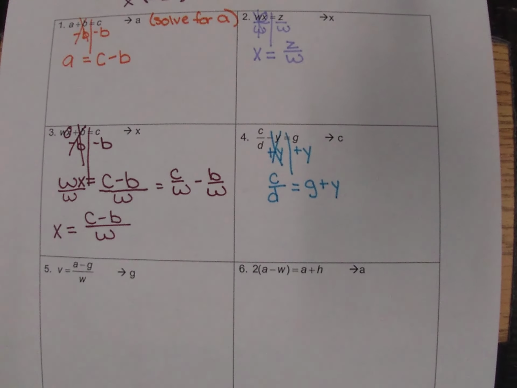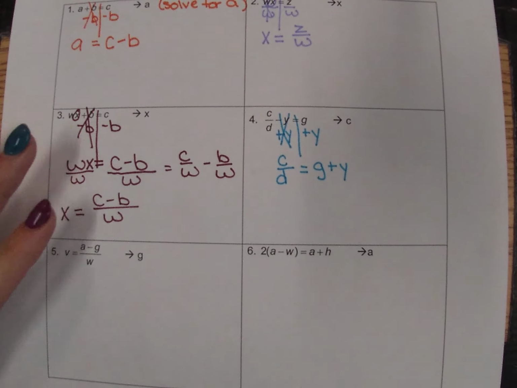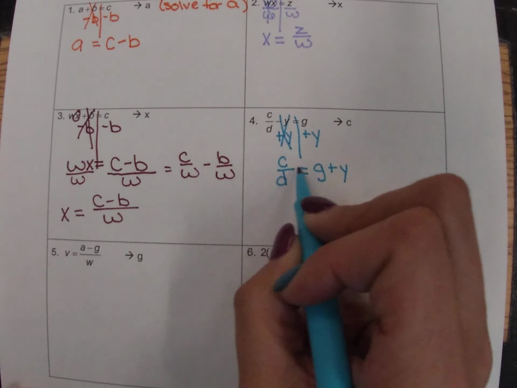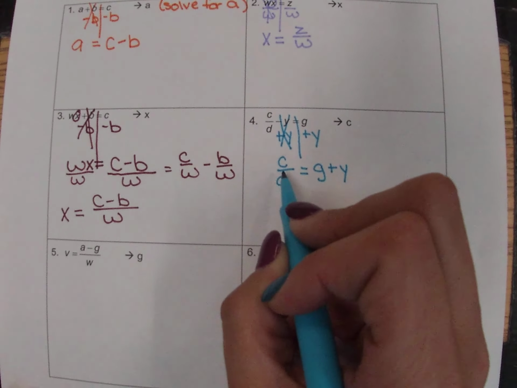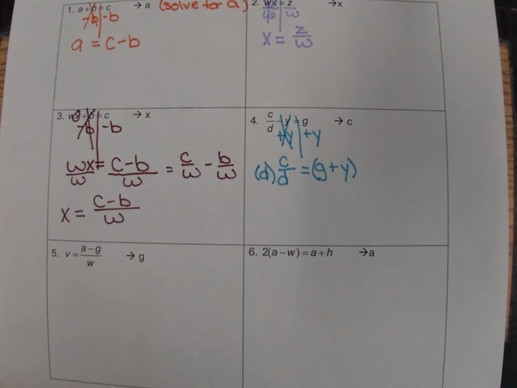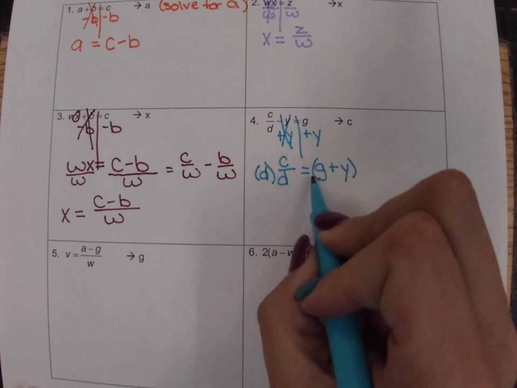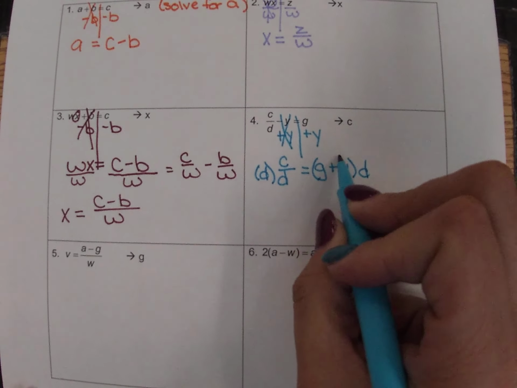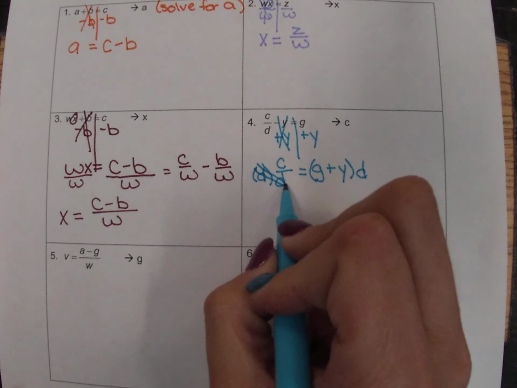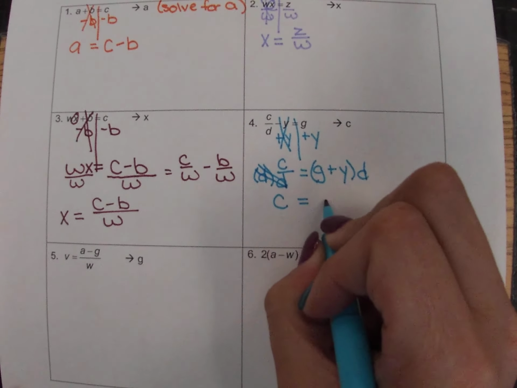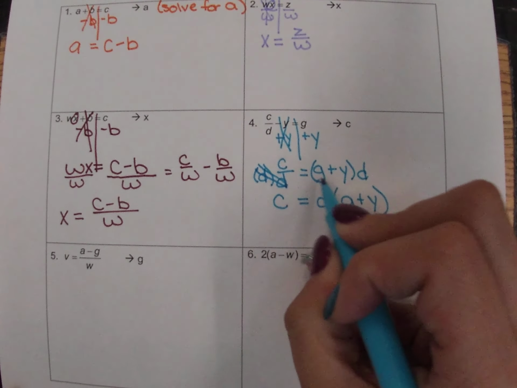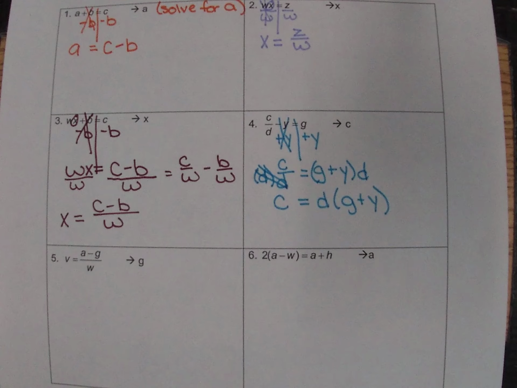But we're not done yet because c is not by itself. So to get c by itself, we need to move the d. The d is attached with division, and we undo division with multiplication. So we're going to multiply by d on both sides. Now, we want to make sure we multiply this entire side by d, which is why I'm putting those parentheses in. So these d's are going to cancel. And again, we can write this as d times g plus y. Doesn't matter if we put that d in front or the d at the end.